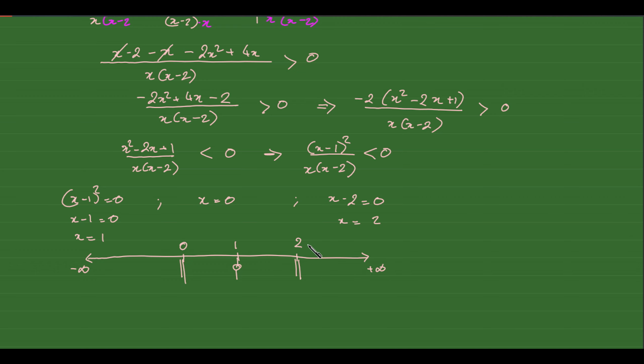I'm going to plug in the value 3 here. 3 minus 1 squared, 3 minus 2, so it's positive. Then for between 1 and 2, we put 1.5. 1.5 minus 1 is positive, 1.5 minus 2 will be negative, so this will be negative. And you put a half. 0.5 minus 1 is negative, so it will be negative over here.